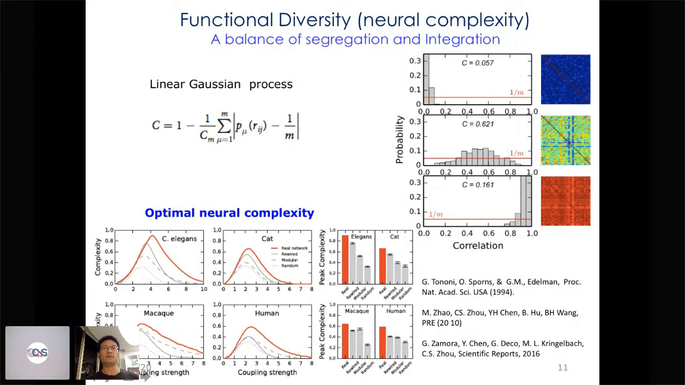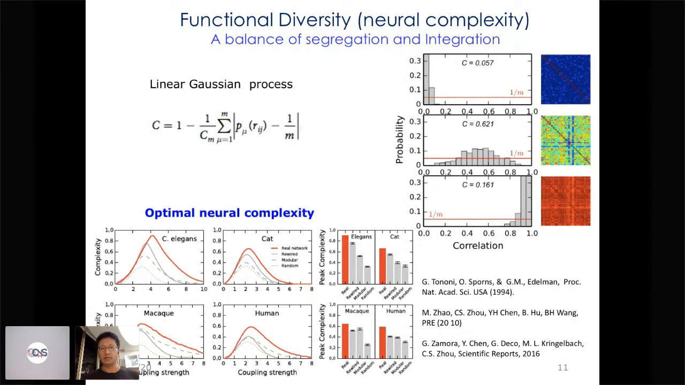When we put a dynamical model, for example a simple Gaussian linear process, on different neural networks, we indeed found that at intermediate coupling you have maximal complexity. Interestingly, when you compare the real network to many different rewired networks, for example where you make the modules stronger so segregation becomes stronger, or you make the connections between modules stronger so integration becomes stronger, you always reduce the complexity compared to the real network. In the cat, macaque and human brain, you see this property in common. So the real network has a kind of optimal diversity.